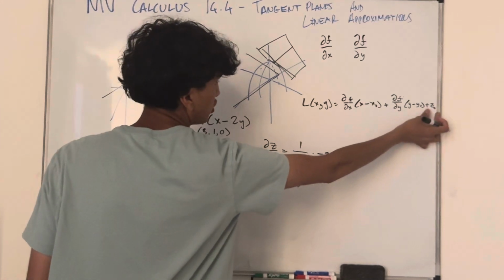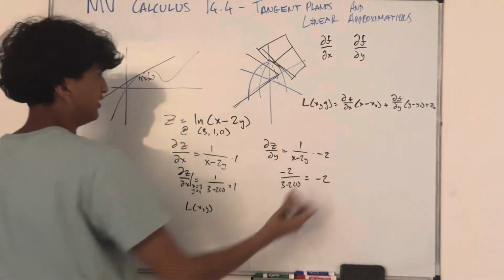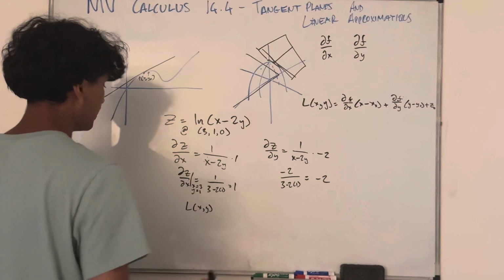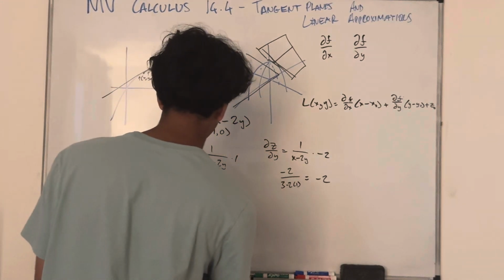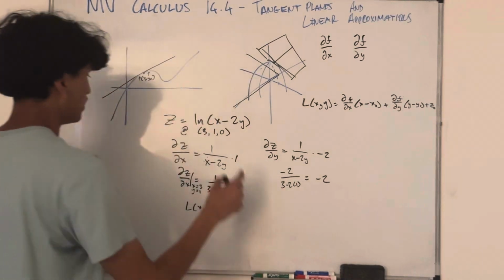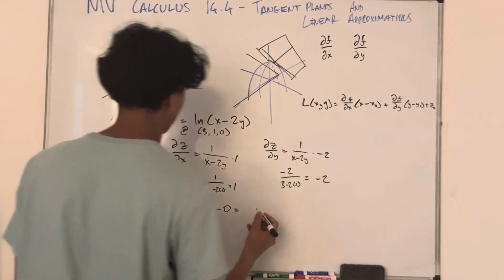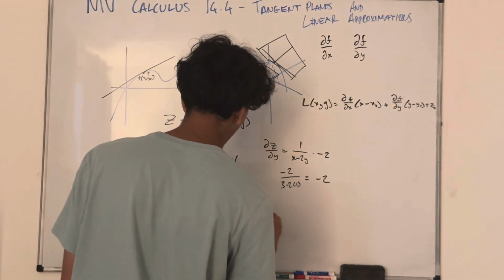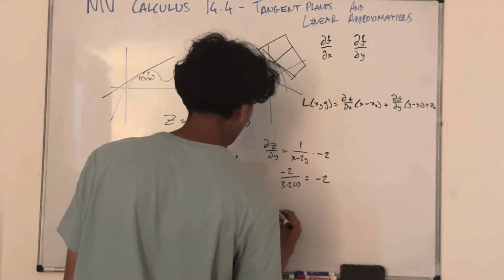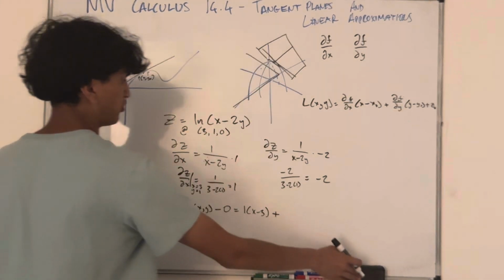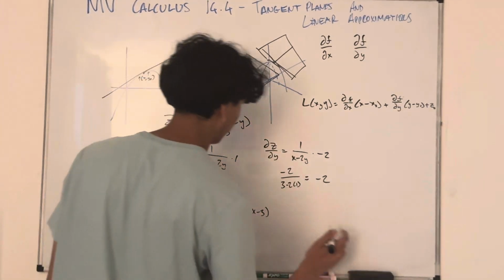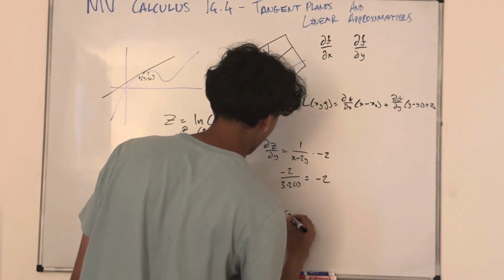You could do plus the initial on the other side or do minus the initial on the L side. So L(x, y) minus z initial, which is 0, is going to equal partial f partial x, which is, in this case, 1. So 1 times (x minus 3) plus the partial derivative with respect to y, which is negative 2. So minus 2(y minus 1).